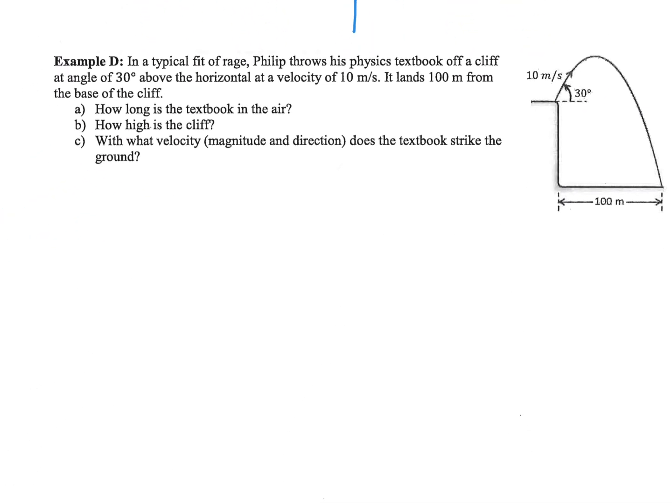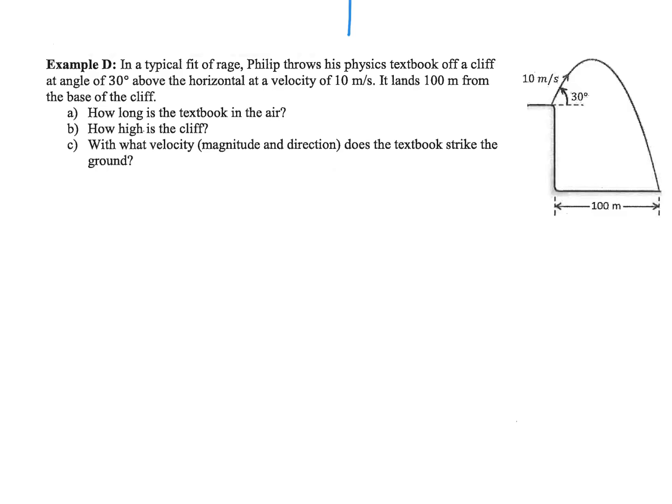So D, in a typical fit of rage, Philip throws his physics book off a cliff. You've been there, haven't you? At an angle of 30 degrees above the horizontal, at a velocity of 10 meters per second. It lands 100 meters from the base of the cliff. So now we actually know some actual numbers, don't we? Don't forget, though, to write the formulas down. If you're working free responses, a lot of times you get points for the formulas and for the things that you make go zero, that you recognize go to zero.